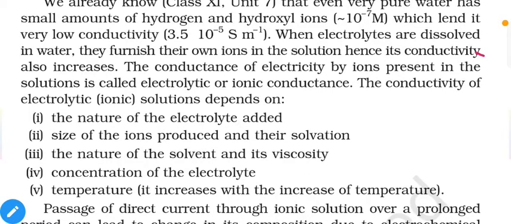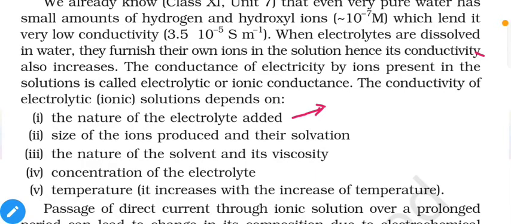Now a few points are mentioned. The first point indicates the nature of the added electrolyte. That means if the electrolyte is weak, then you will get a smaller number of ions in the solution. If it is strong, you will get more ions inside the solution. So the higher the number of ions, the more the conductivity.